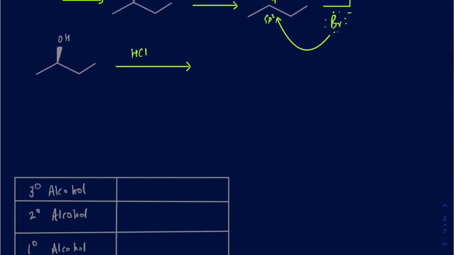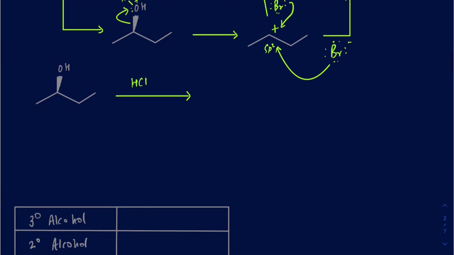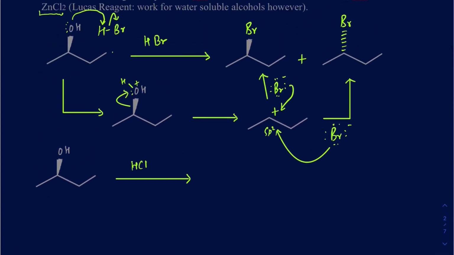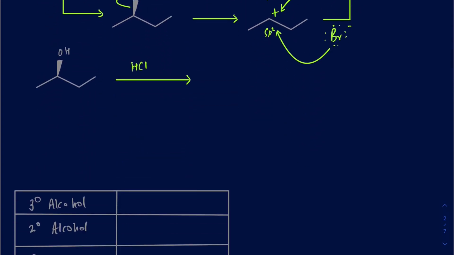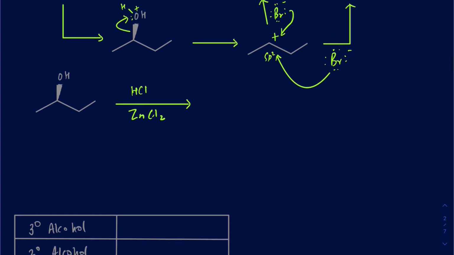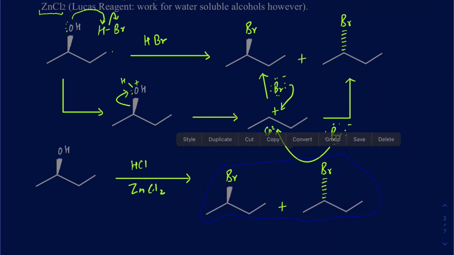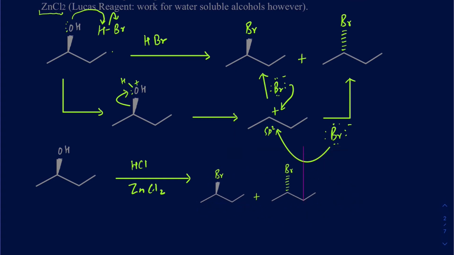Now, if you're using HCl, HCl being a weak acid, or relatively weaker acid, let's say, compared to HBr, we're going to have to use zinc chloride as your Lewis acid here. So what that really does, your product's really not going to change in terms of what's going to be happening here. We're still going to be making two products. Let me just minimize those here. But instead of having bromines, obviously I'm going to have chlorines there.